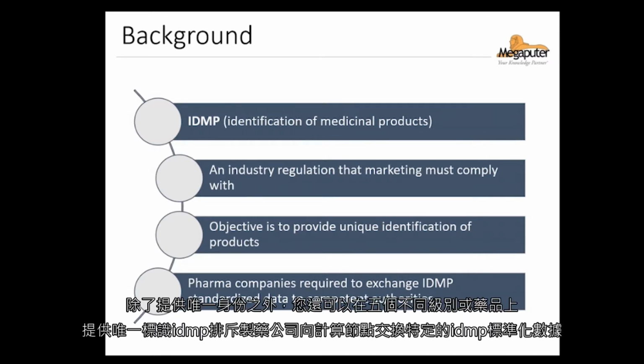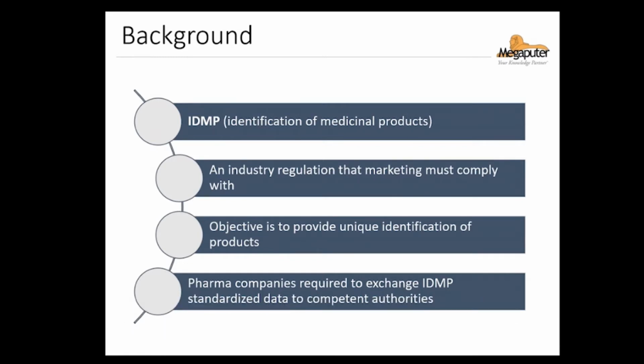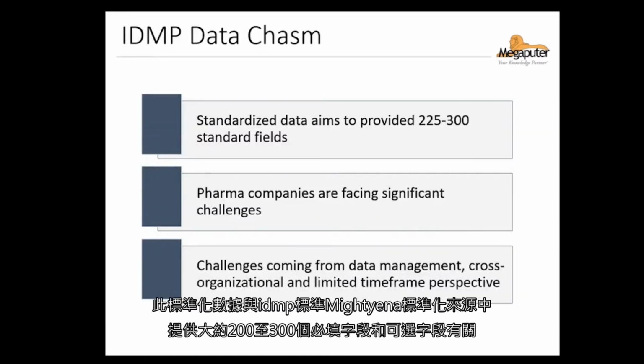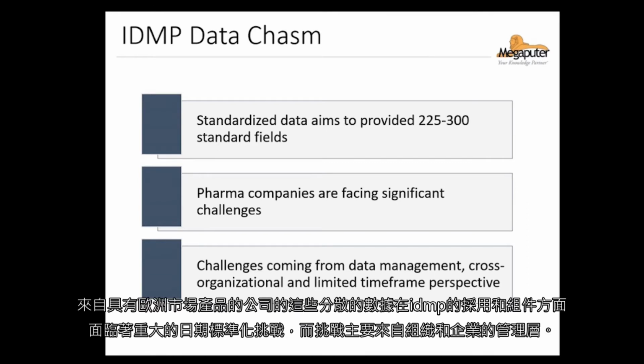In addition to providing the unique identification on 5 different levels of medicinal products, IDMP requires pharma companies to exchange specific IDMP standardized data to the competent organizations. This standardized data relates to approximately 200 to 300 mandatory and optional fields provided in the IDMP standards. Mapping and standardizing source data to these data fields.